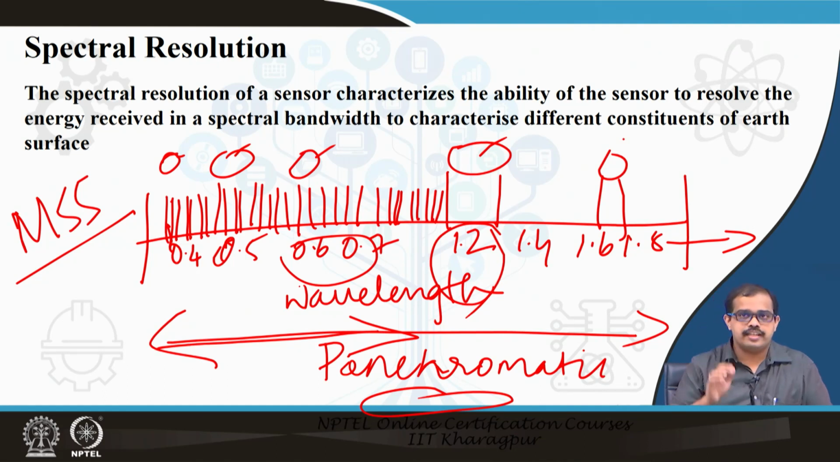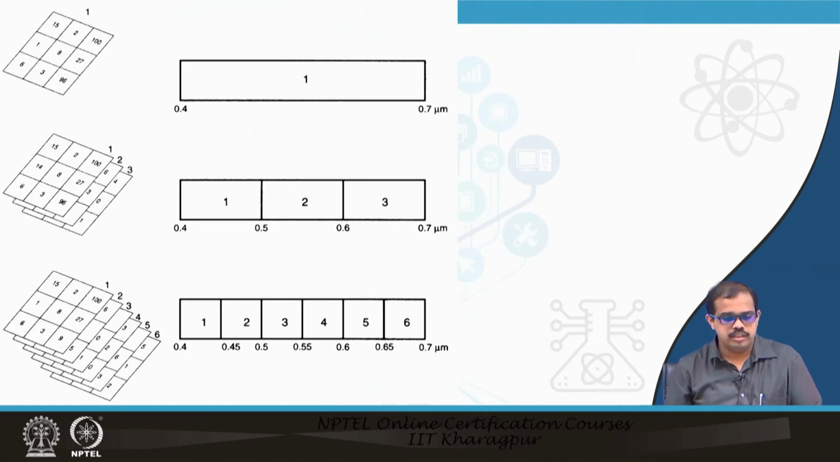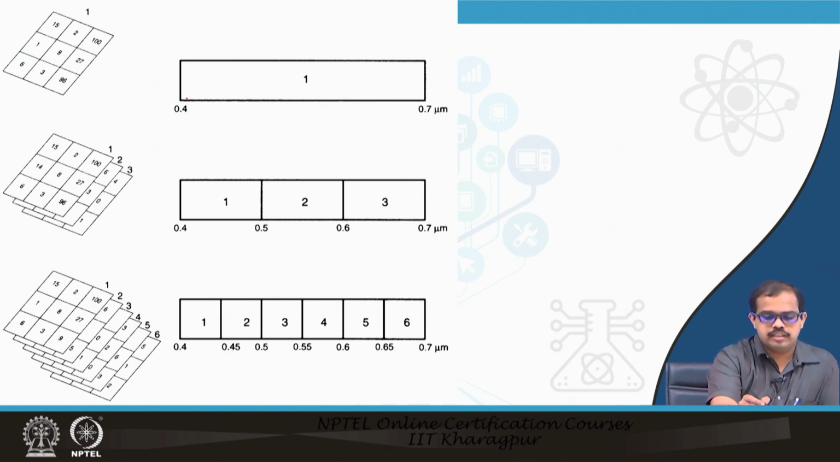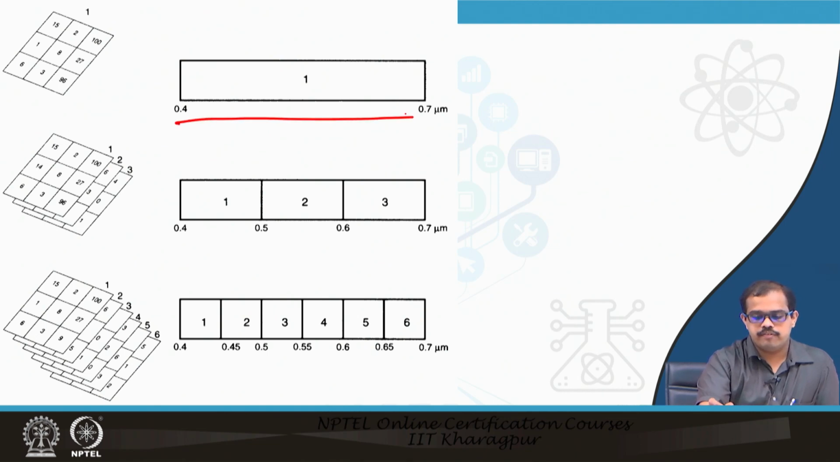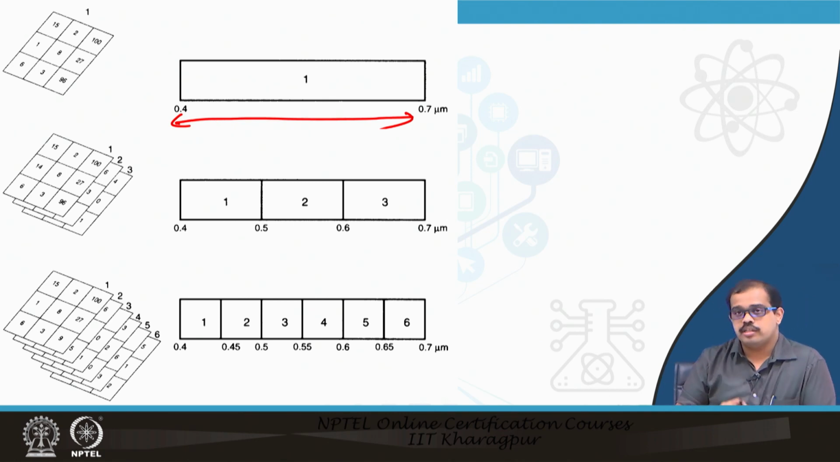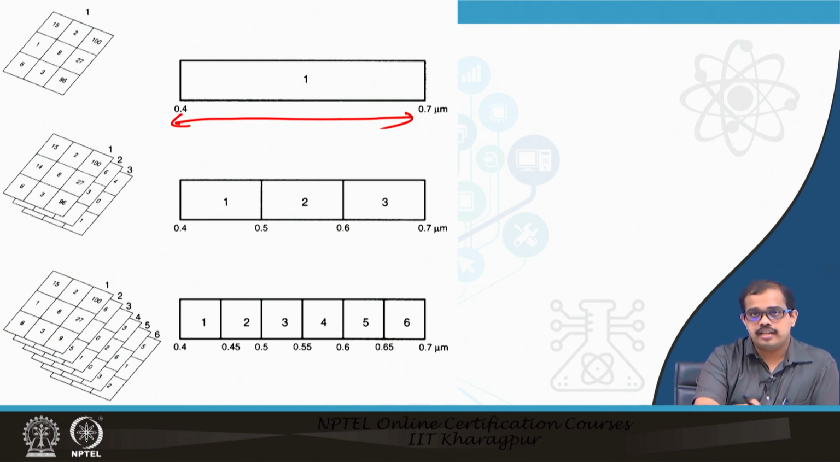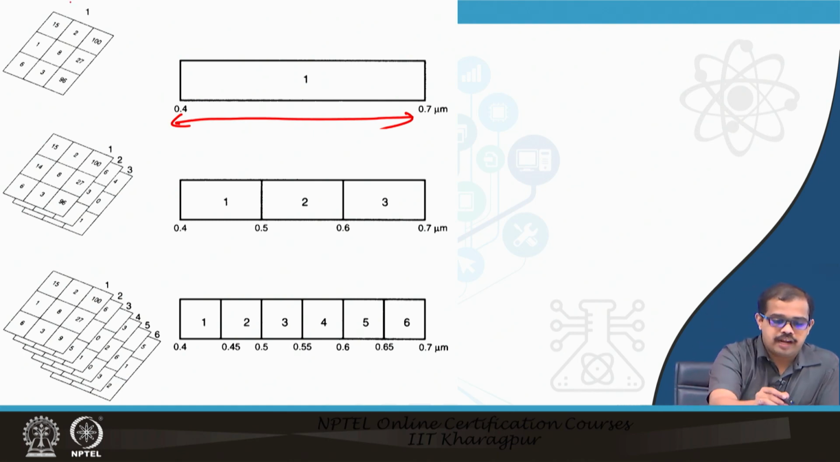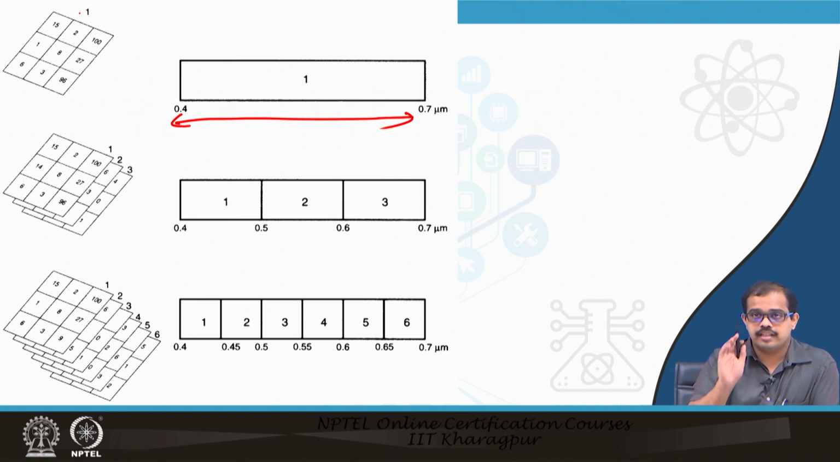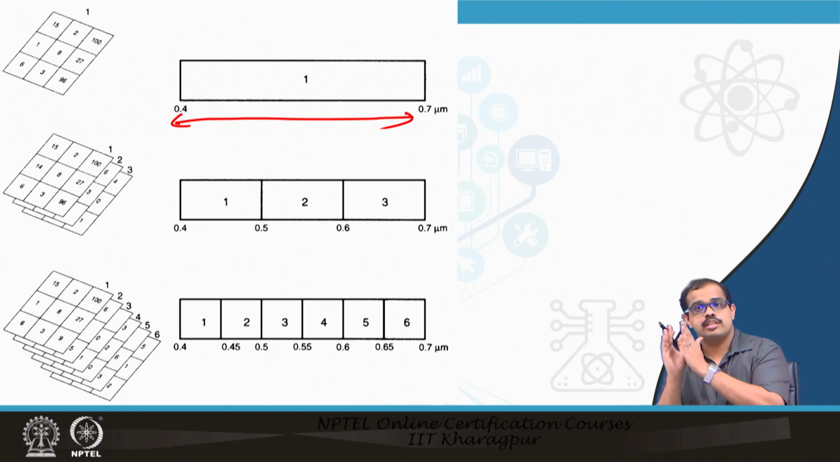To give you an example of what we mean by spectral resolution, I have just taken the visible wavelength, from 0.4 to 0.7 micrometer. This is one of the examples from the Canadian Space Research Center, which explains how the spectral resolution works. If the entire range from 0.4 to 0.7 is sensed by a single sensor and you have an output as a single image, then its spectral resolution is 1.